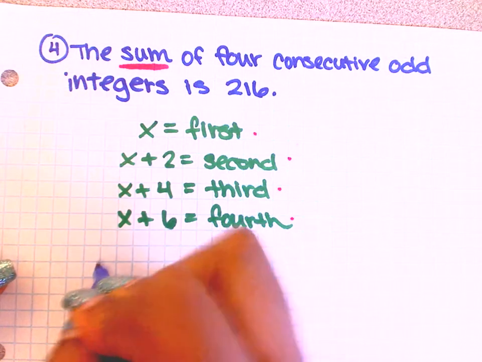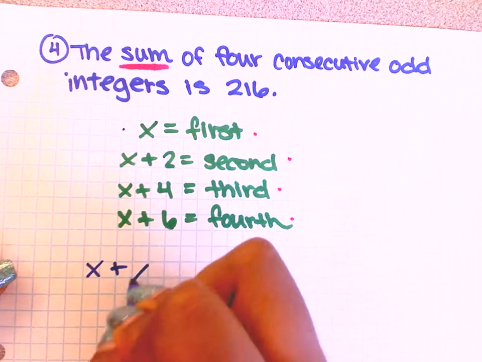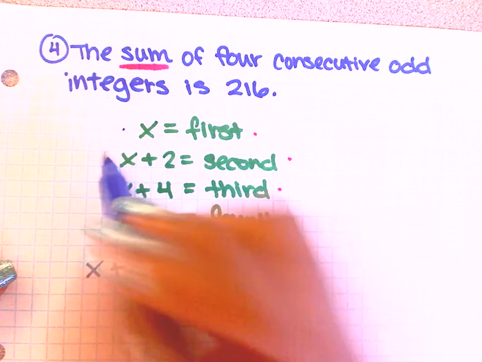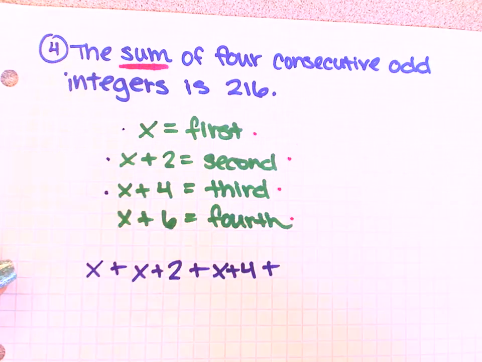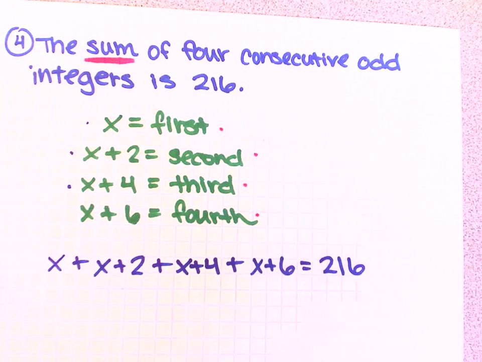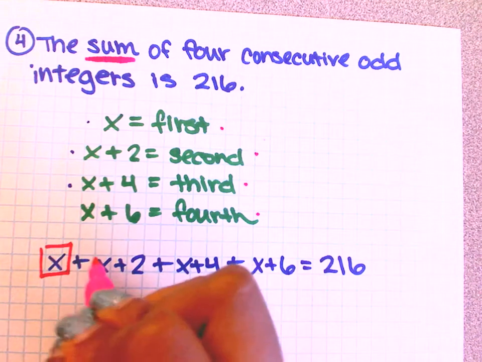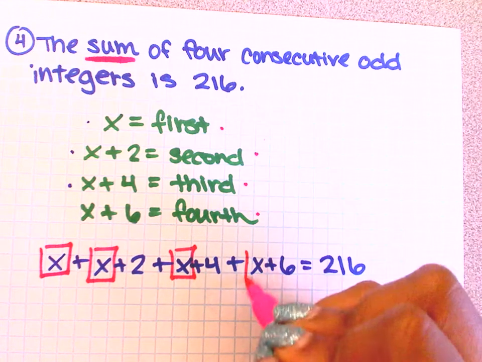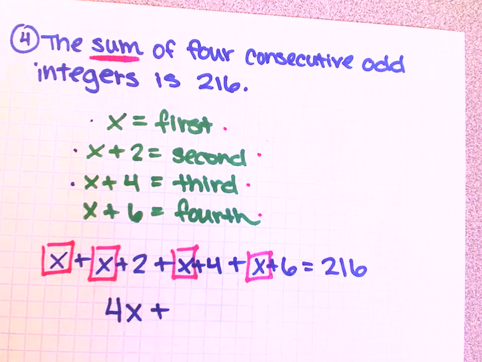The sum of x plus, the first one, x plus 2, plus, the second one, x plus 4, plus, the third one, x plus 6, all should equal 216. So again, you take all of those, put them in a big line, add them up. Okay, I see like terms. Let's count how many x's I have. 1, 2, 3, 4. I have 4 x's, so I should have 4x plus.